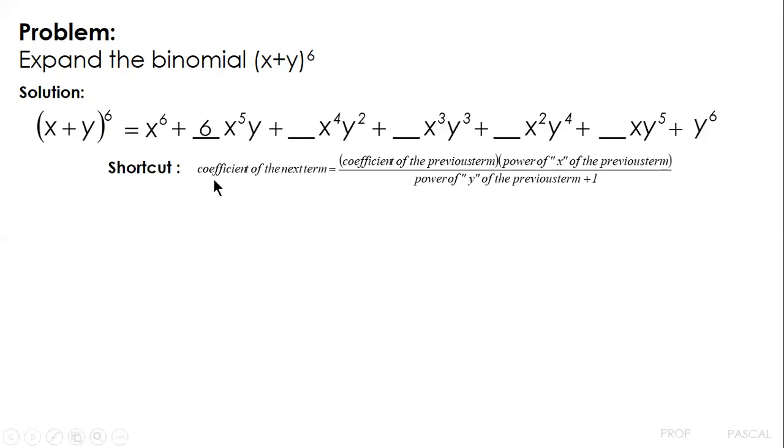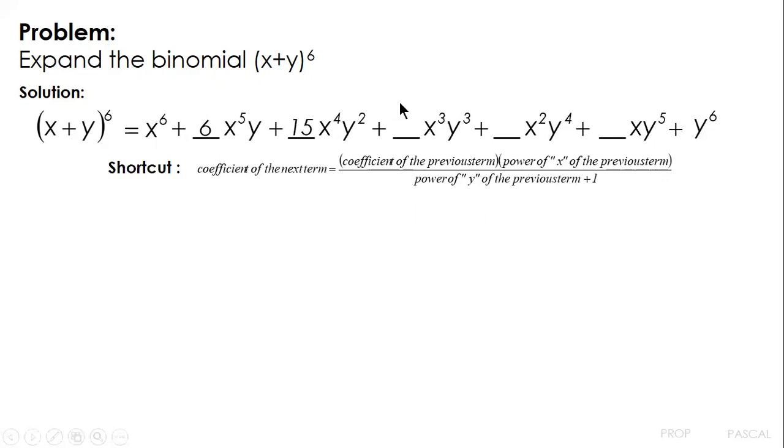Let's try to understand this one. The coefficient of the next term is equal to the coefficient of the previous term, 6, times the power of x of the previous term, which is 5, divided by the power of y of the previous term, 1, and then plus 1. Always plus 1. So 6 times 5, 30, divided by 1 plus 1, 2. 30 over 2, it's 15.